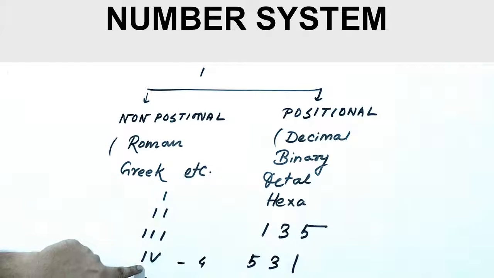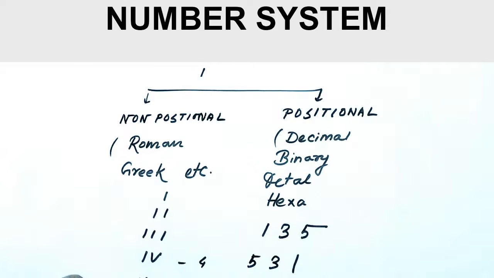Now the value of 1, here it is 1, here it is also 1. Here it is 5 minus 1 equal to 4, here it is 5 plus 1 equal to 6. But the value remains 1 irrespective of the position.